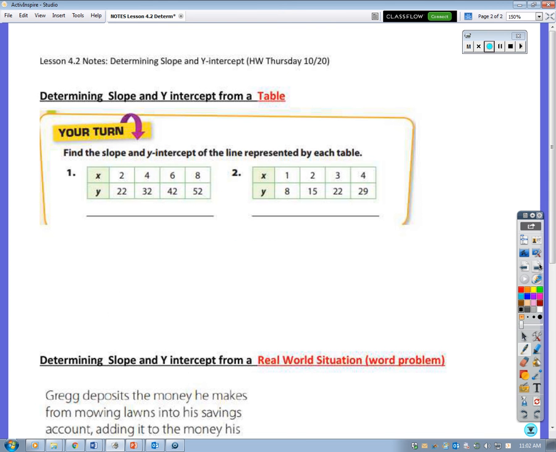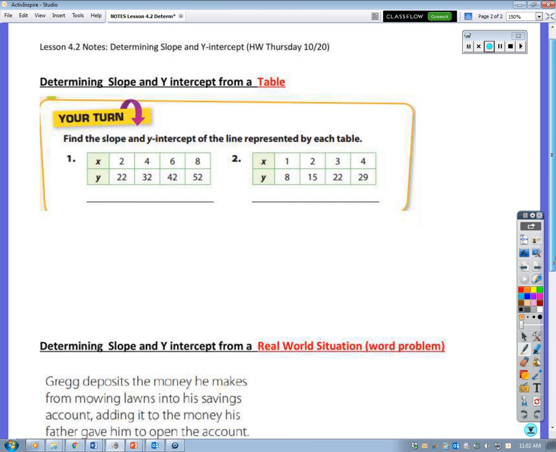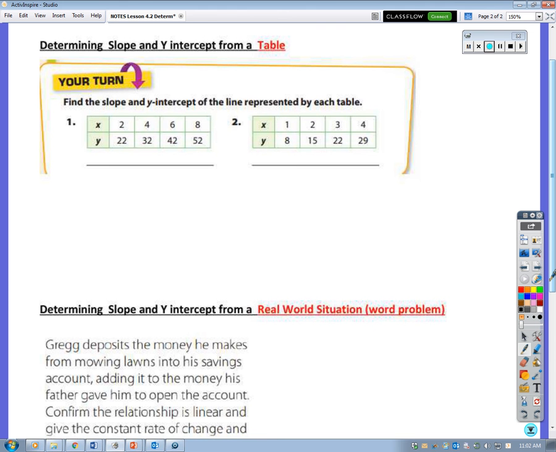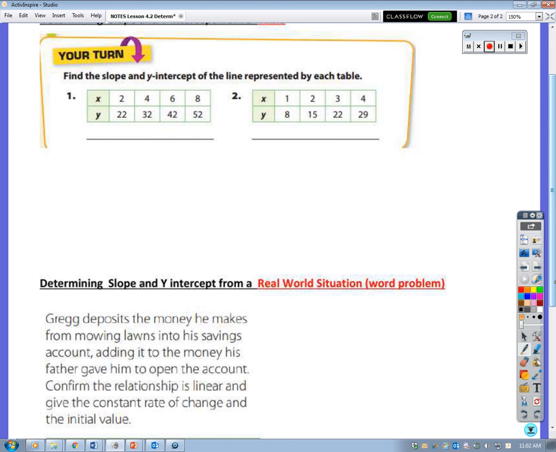So now we're going to go ahead and look at how we determine slope and y-intercept from tables. So if you want to take a little break here, I know this is a little bit longer video, but we are covering a lot of information, and it does have a lot of review in it as well. So we've got 2 tables here, and I'm going to do one, and then I want you to do the other one on your own.